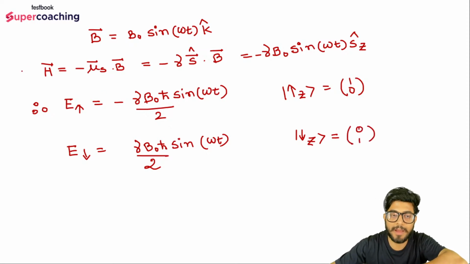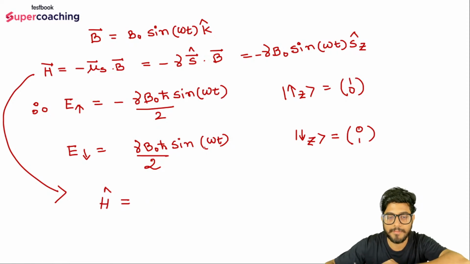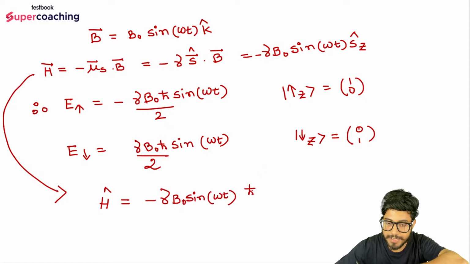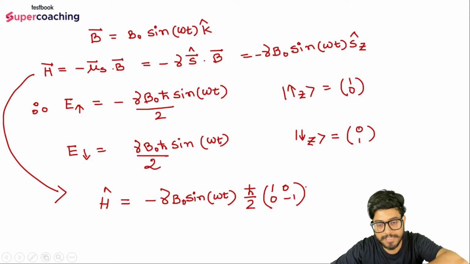So basically, what will be my Hamiltonian matrix? If I write down the Hamiltonian in matrix form, H cap can be written as minus gamma B naught sin(omega t) S_z. The matrix representation is h cut by 2 times the matrix [1, 0; 0, minus 1]. So these are basically the matrix representation of my Hamiltonian. I know the eigenvalues and the eigenvectors. Very good.